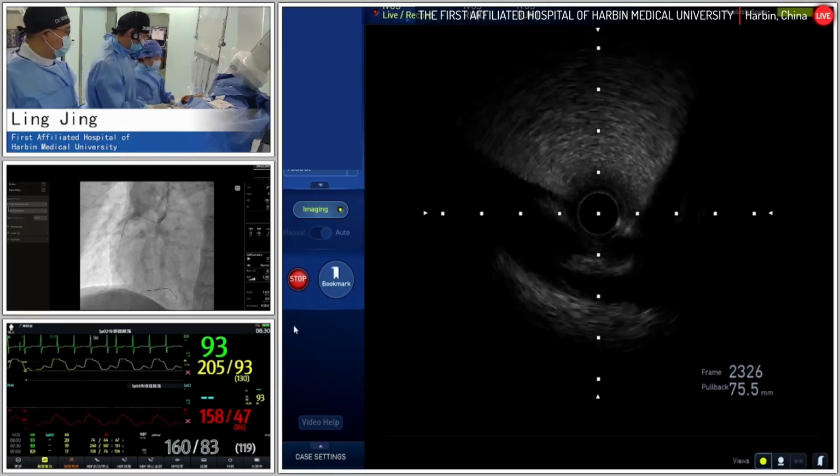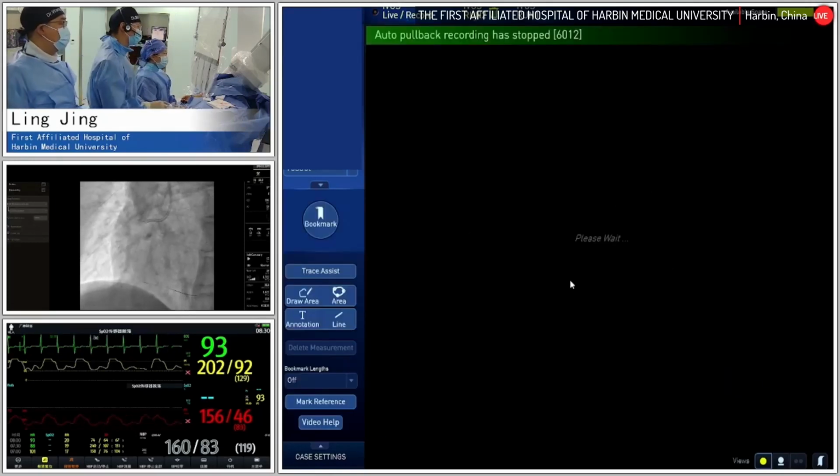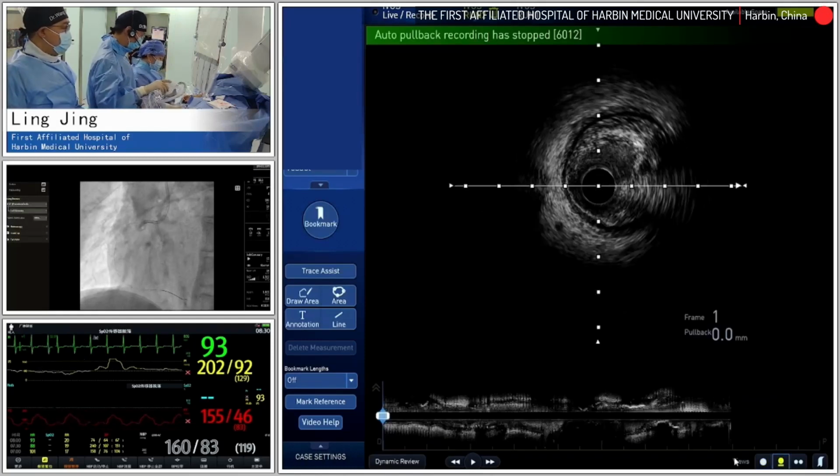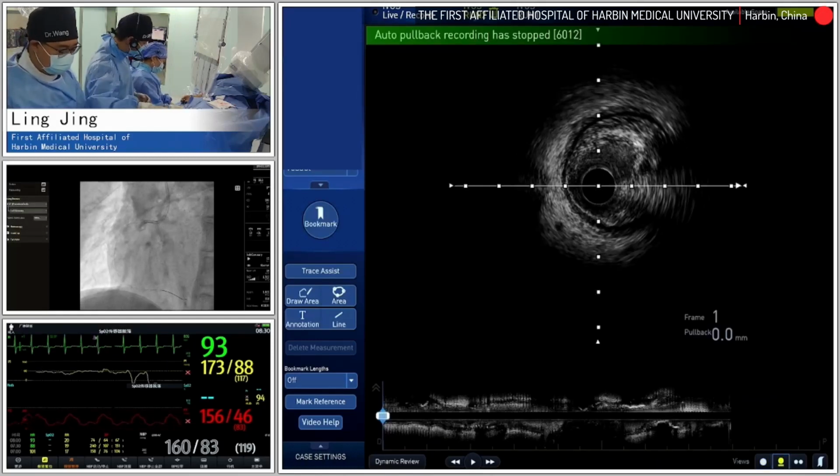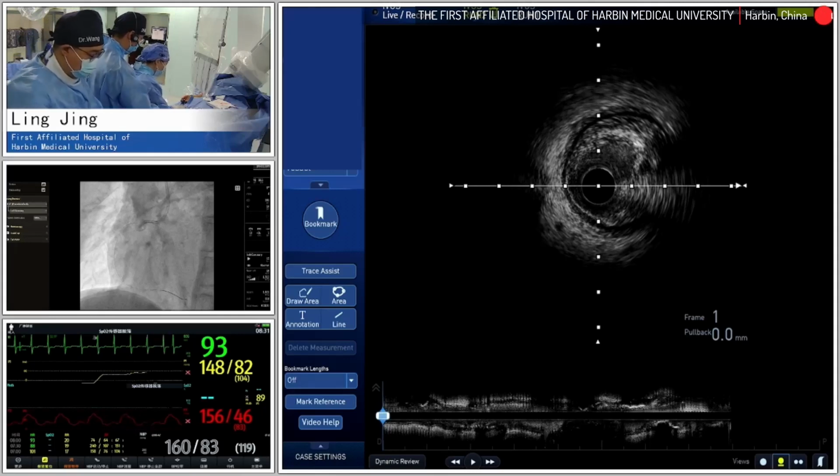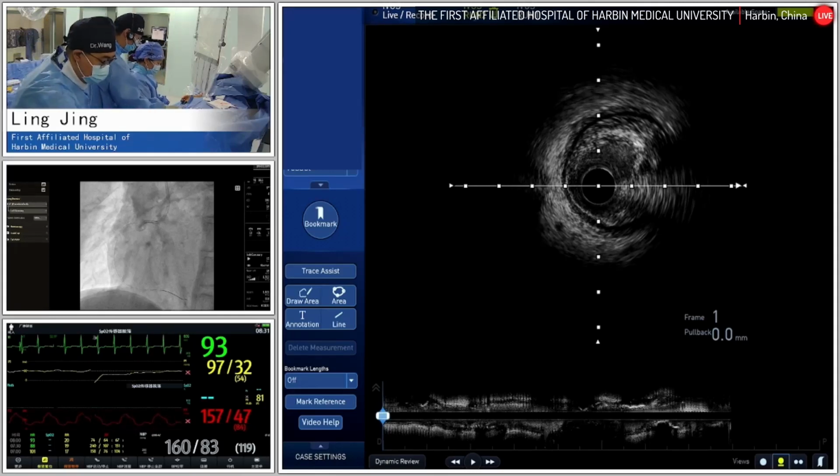Okay, like I said, from the angiography and also the IVUS, we notice that at the ostium of the RCA there is still a diffuse long lesion. So if we are going to put in a stent, we are going to cover the ostium of the RCA.